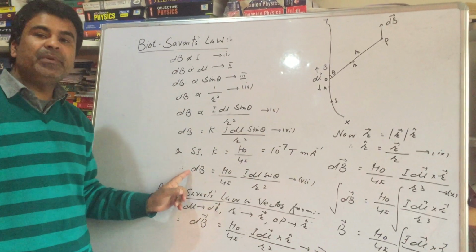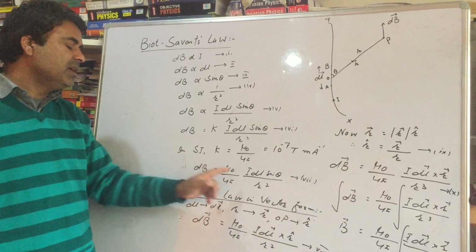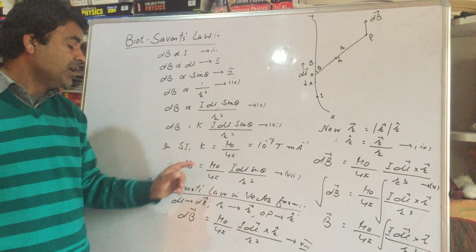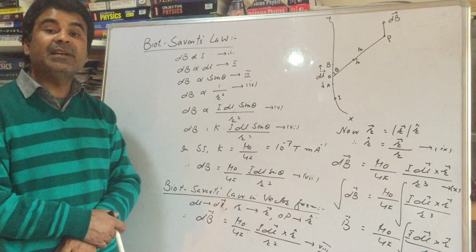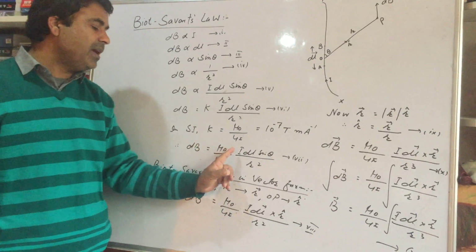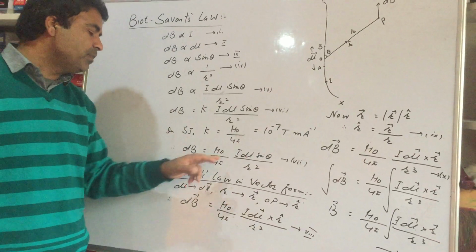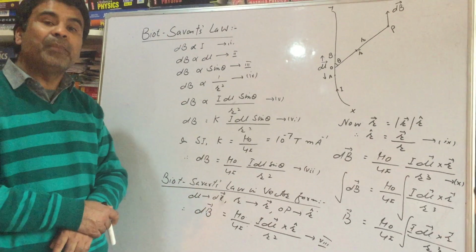The direction of dB is always perpendicular to the plane containing dl and that of r, and that can be determined by using the right hand screw rule. Jis plane mein I dl and r honge, usi plane ko dB hamesha perpendicular hoga.